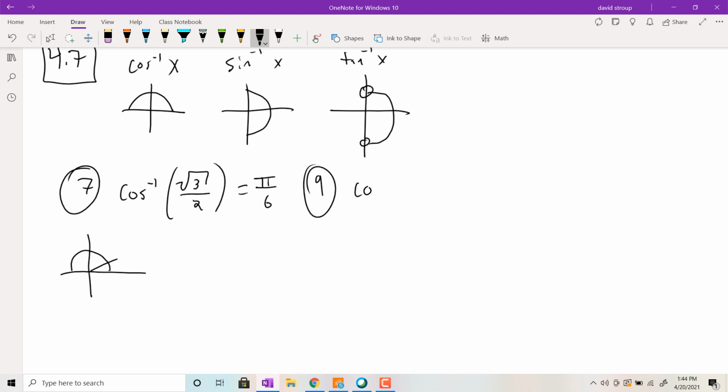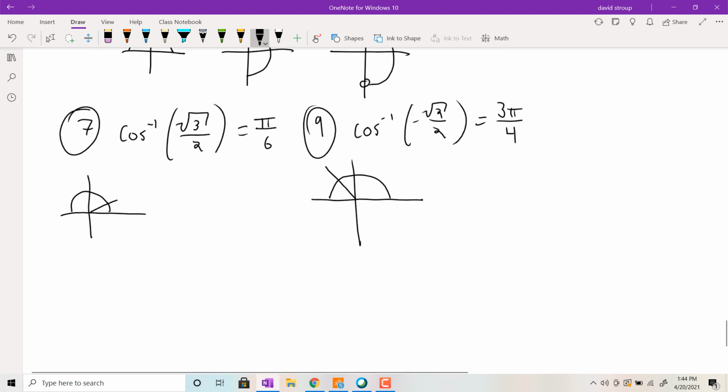Number 9, we have cosine inverse of negative root 2 over 2. In between 0 and 2 pi, there are 2 answers to this. There's going to be one in the second quadrant and one in the third quadrant. But because cosine inverse's output is between 0 and pi, we want the answer that's in the second quadrant. And the reference angle will be pi over 4. So to get this angle, it's 1 pi, 2 pi, 3 pi over 4.